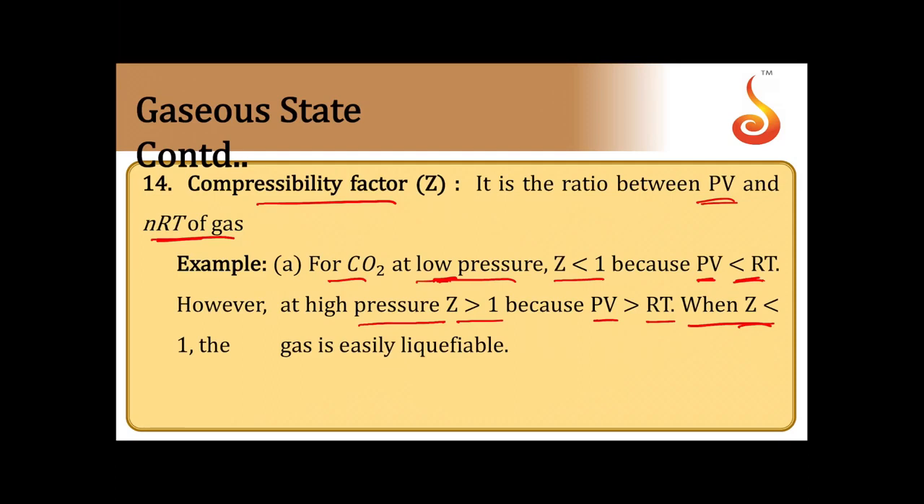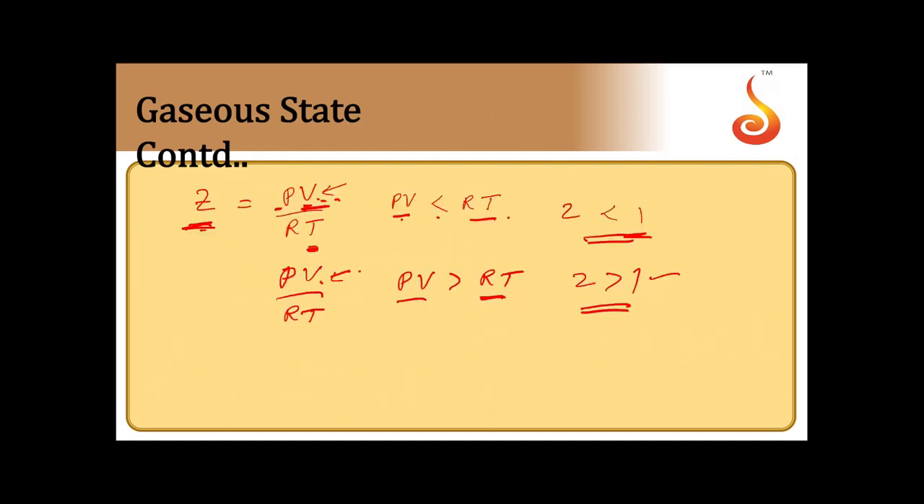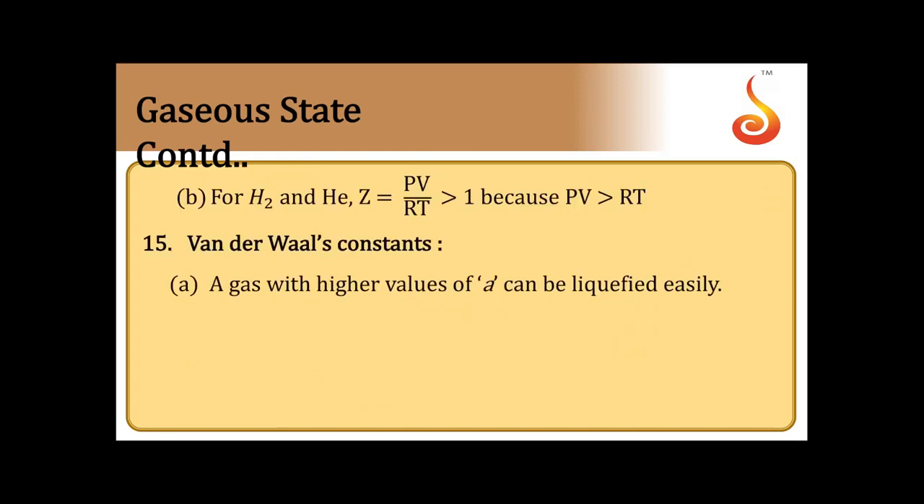Z less than 1 means the molecules are experiencing attractive force. In such a state, the gas can be easily liquefied. So, a liquefiable gas will always have a Z value less than 1. It means they are occupying less volume. That is because of the force of attractions operating between the molecules. This is regarding compressibility factor.